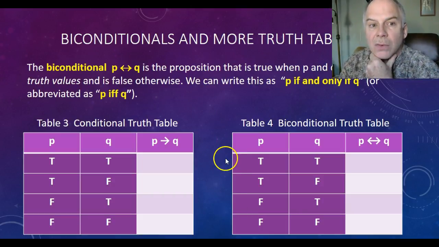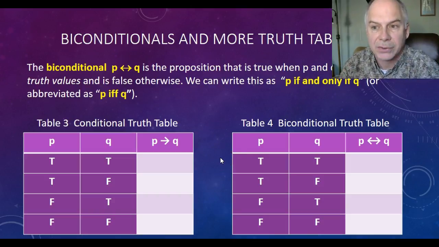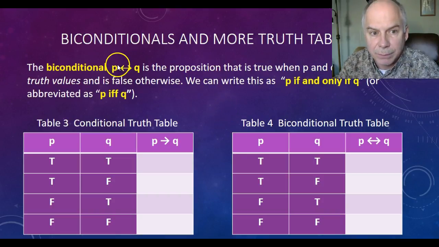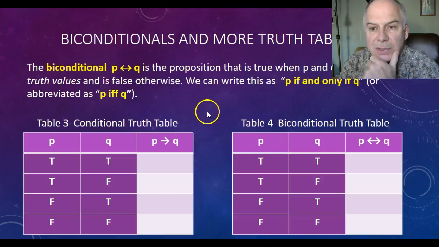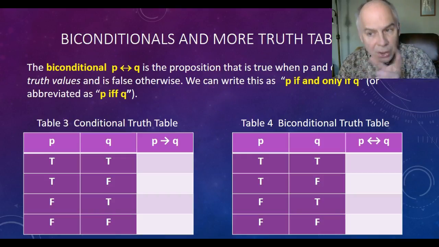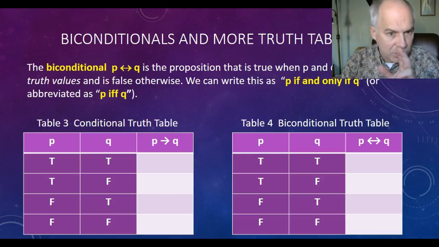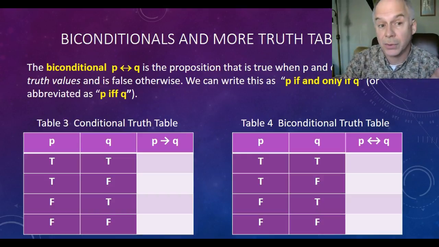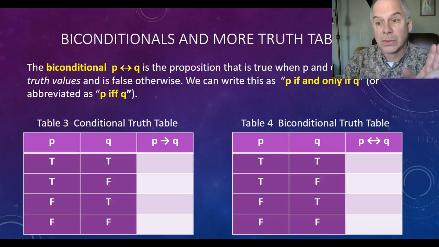All right, so we're going to talk now about biconditionals and more truth tables. A biconditional, P, and then a double arrow, Q, is the proposition that is true when P and Q have identical truth values and is false otherwise. So in other words, if both P and Q are true, then this biconditional is going to be true. Or if both P and Q are false, then the biconditional will be true. So it basically tells if P and Q have the same truth value.